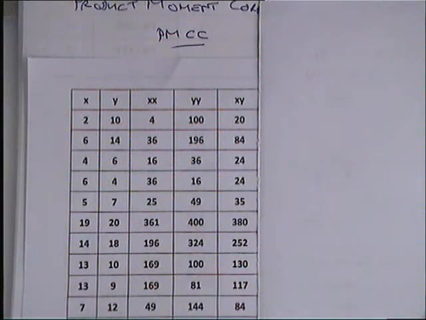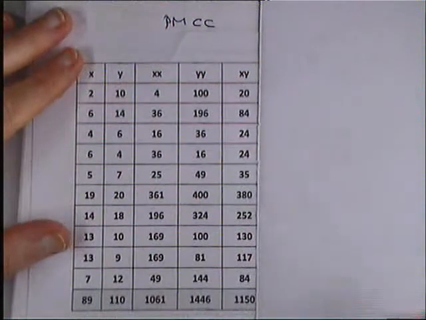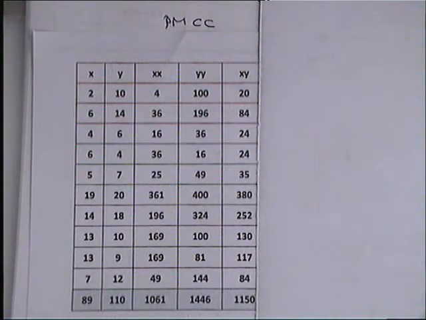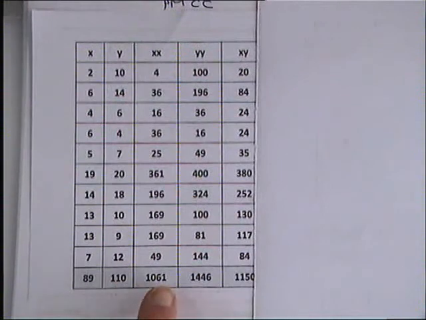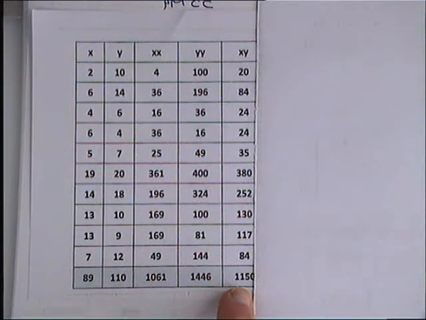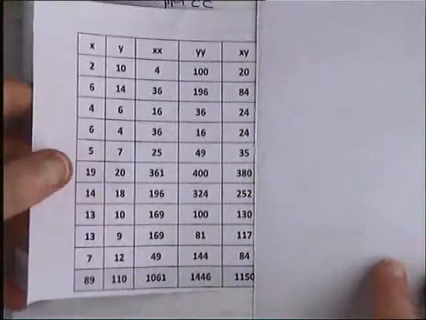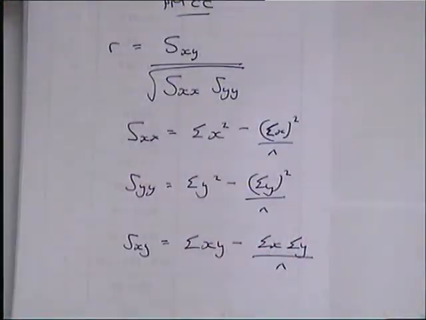And when you have worked out each of those columns, what you then need is the total for each of them. So down here, this 89 will be sigma x. This value here will be sigma y. This value will be sigma x squared. This will be sigma y squared. And this value will be sigma xy. And now what you have is all the values you need to go in here.